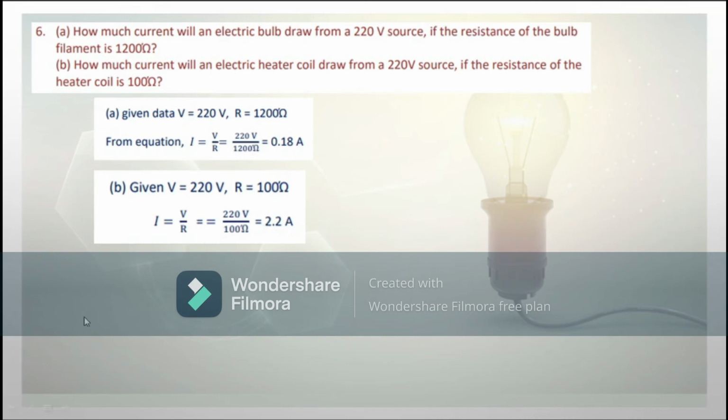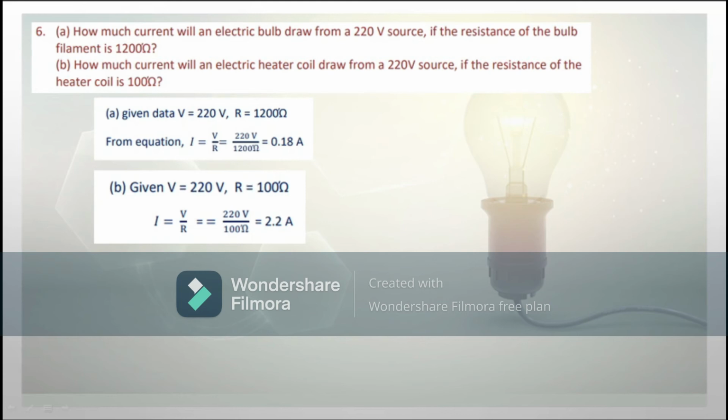So this device, the second device, the electric heater, draws a current of 2.2 amperes, whereas in the first one the electric bulb draws 0.18 amperes of current. These problems you have to just work out, because practice makes you perfect.